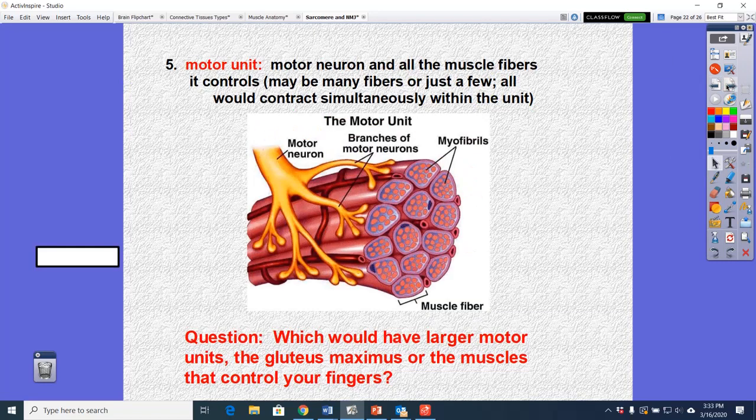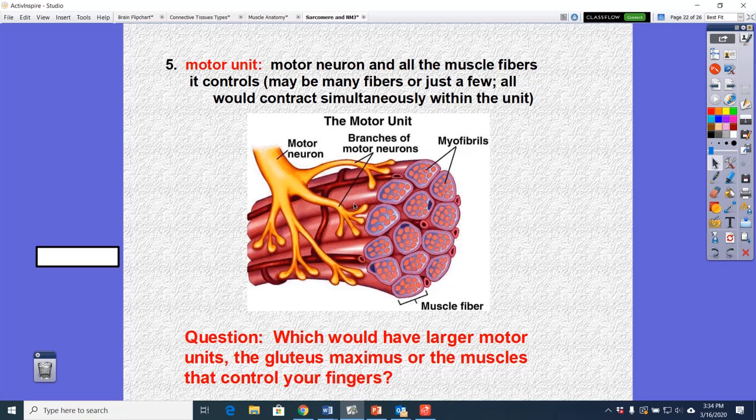Okay, a motor unit is different than a motor neuron. A motor unit, it is a unit. It is more than one thing. A motor unit is one motor neuron and every single muscle fiber that it controls. Now, it may be that one motor neuron is going to control just a few muscle fibers, or it could be big motor units that control many muscle fibers. Generally speaking, the bigger the muscle, the bigger the motor neuron, therefore the bigger the motor unit.